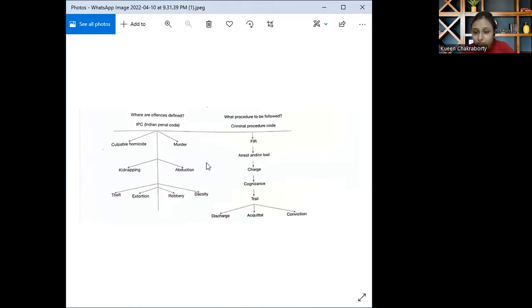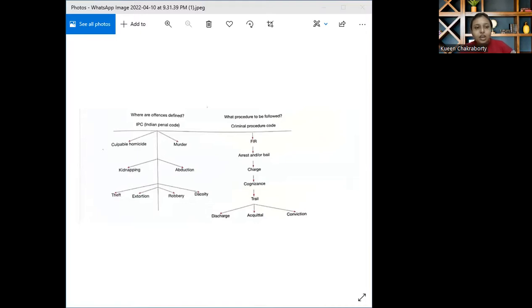Then comes the trial. In the trial, it will be decided whether the accused will be discharged or acquitted or there will be conviction. Got it? So these are the processes that are going to happen once the FIR gets lodged. Okay, so I will discuss one by one in detail. So firstly, coming to FIR. What is an FIR? An FIR is the first information report given to the police.